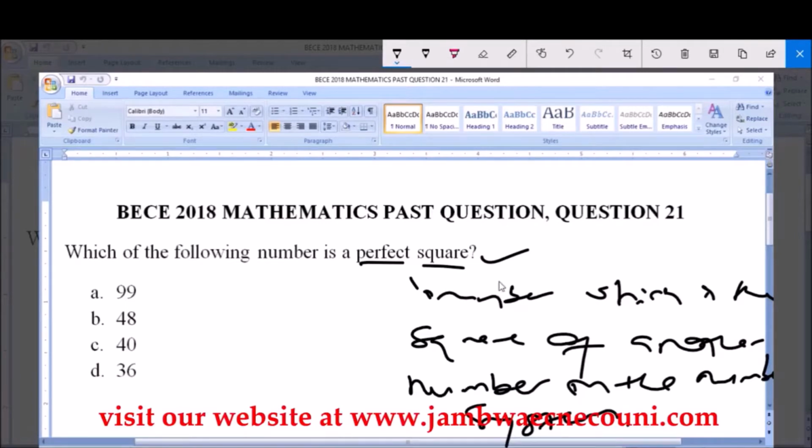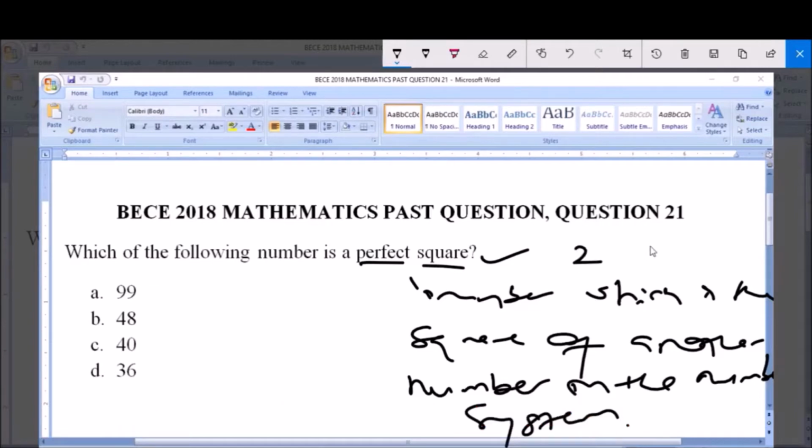Take for instance, now let me give an instance. I have 2. Now 2 is a number in the number system. Now the square of 2 will give me 4. Therefore I say 4 is a perfect square. Why? Because it is the square of a number in the number system. That is the square of 2.